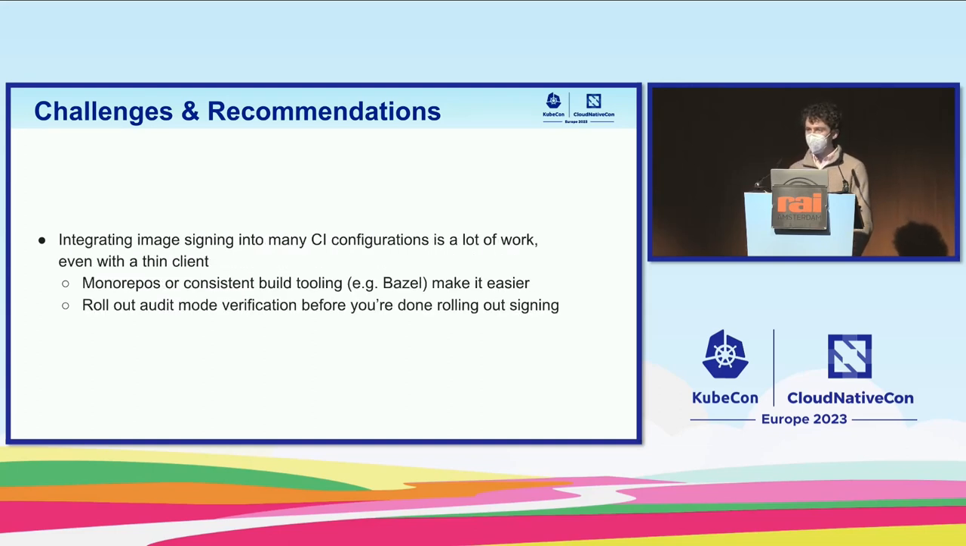Second, in an organization with a lot of diverse CI configuration, it's a lot of work to globally add a new signing step to all of those builds, even if the integration on each one is relatively simple. And what we found here is that monorepos and consistent build tooling like Bazel make it quite easy to make sweeping changes like this.